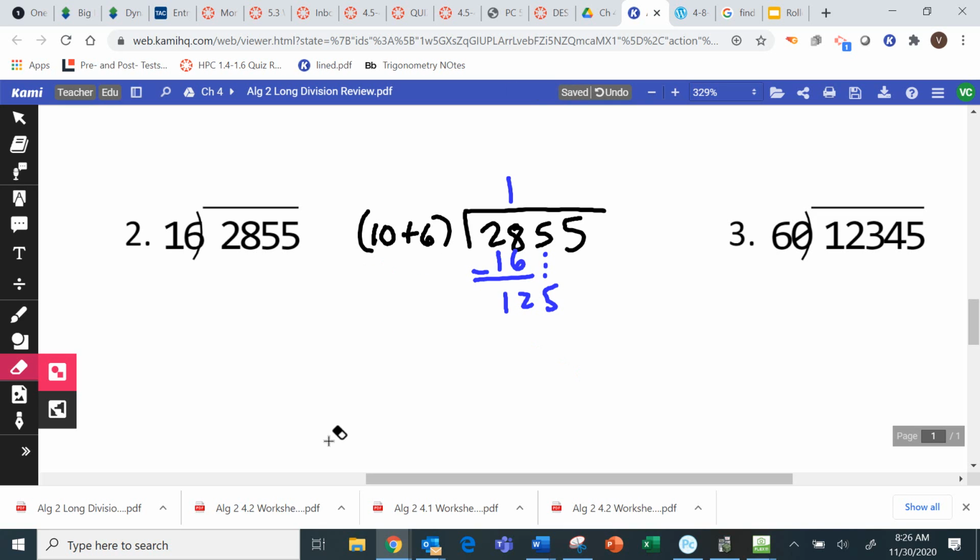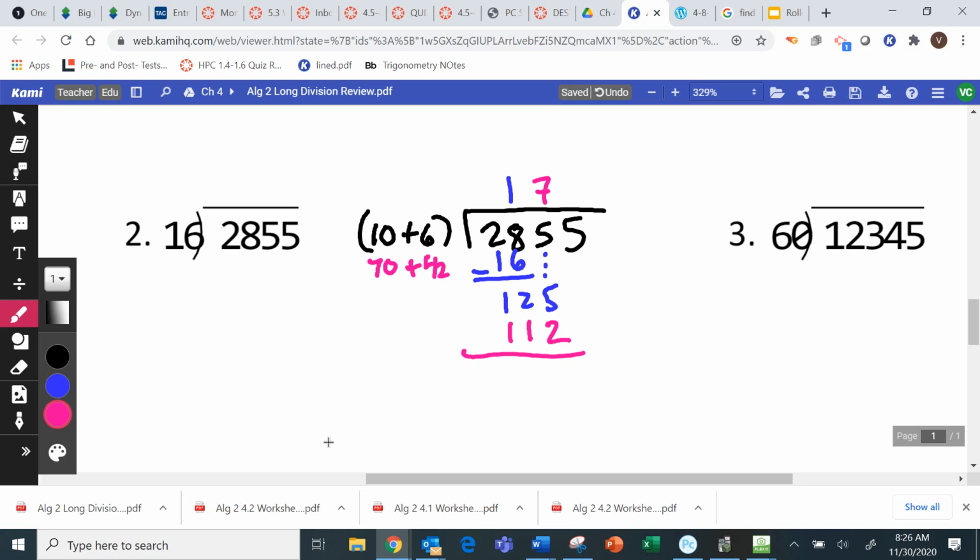Ryan, give me a number. 7. So 7 times 10 is 70, plus 7 times 6 is 42. So that's 112. Subtract, and I get 13 left over. Does 16 go into 13? Then I pick the biggest one. Now we bring it on down and bring it on back.